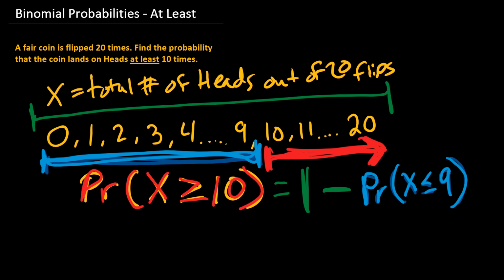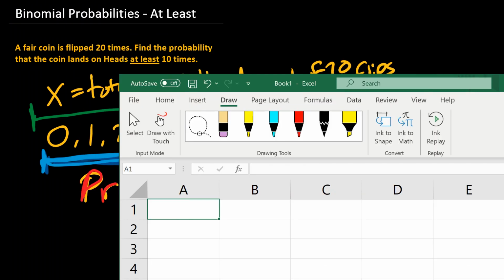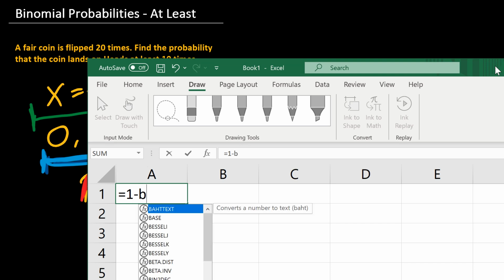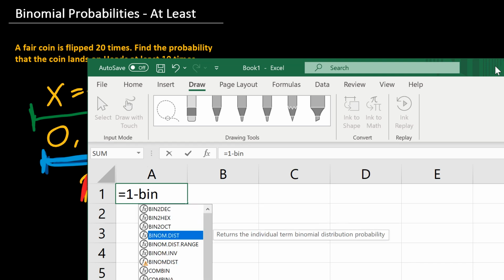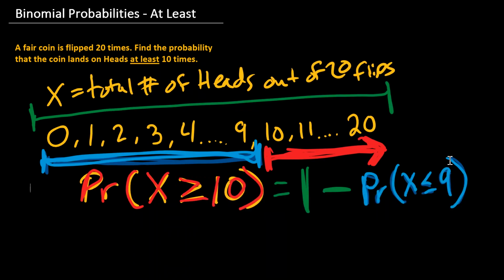If you believe that, then we can move into Excel and try figuring this out. So let me open up Excel. Type in equals 1 minus, so that's total probability minus BINOM.DIST. The number of successes is always going to be whatever this number is back here. So 9. Remember, I have 1 minus, and then number of successes is 9.